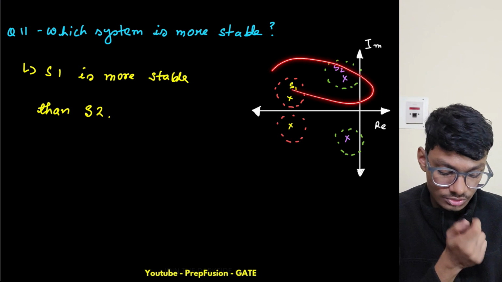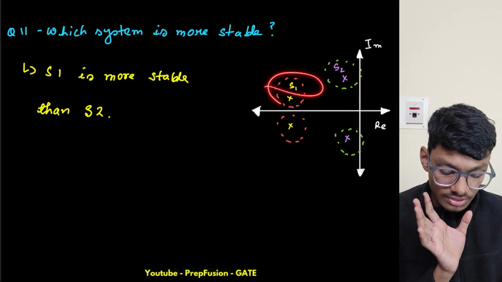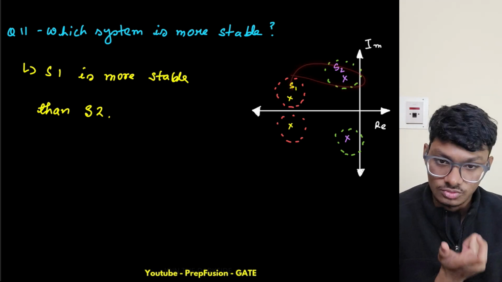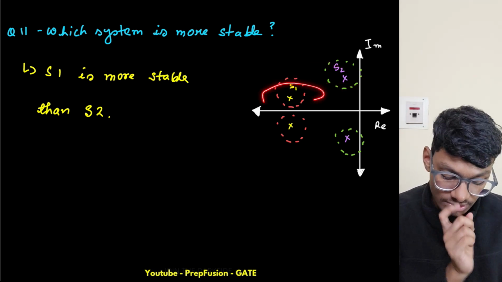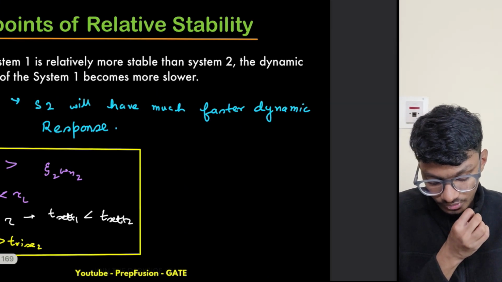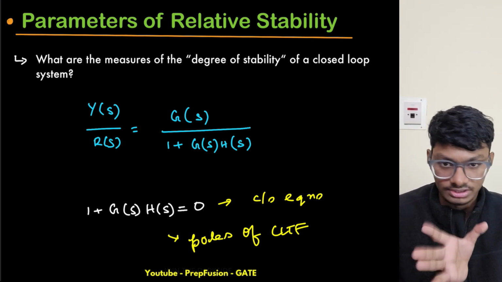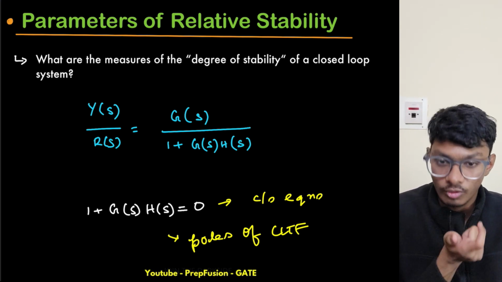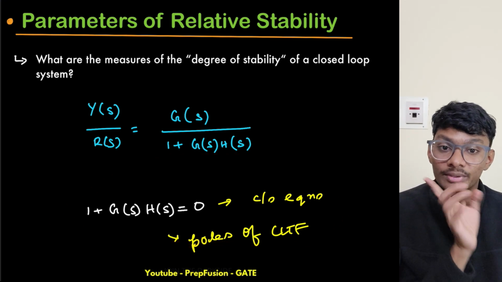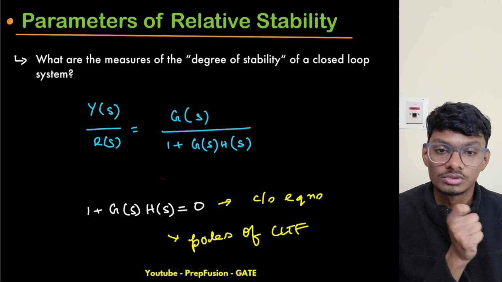Now I have to choose between these two systems, and what I can say is S1 is relatively more stable than S2. If S1 is more stable, how can I quantify it further? I learned that the transient response will be slower for this one. That is one drawback, that is okay, but how can I quantify it? I again go back to that mother condition, which is very important: the characteristic equation, the poles.